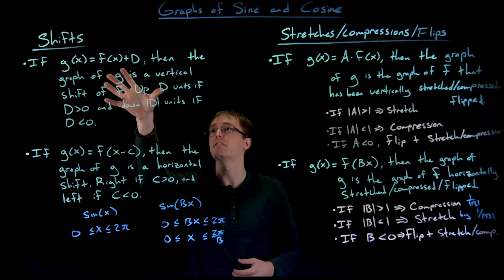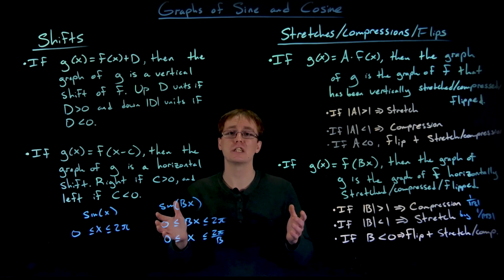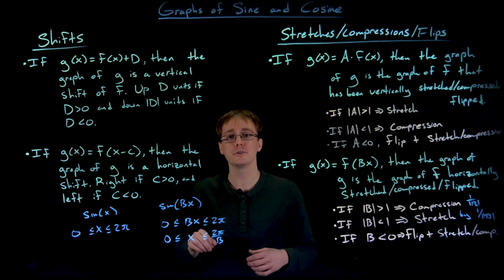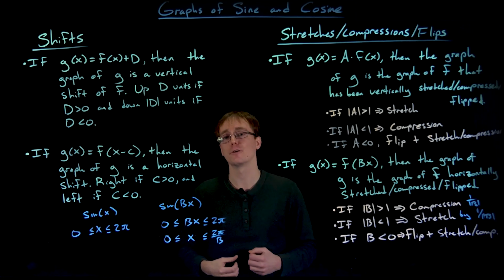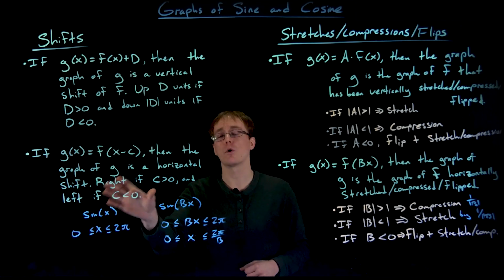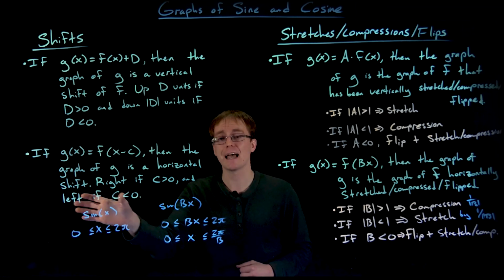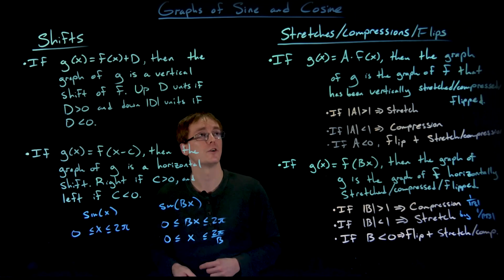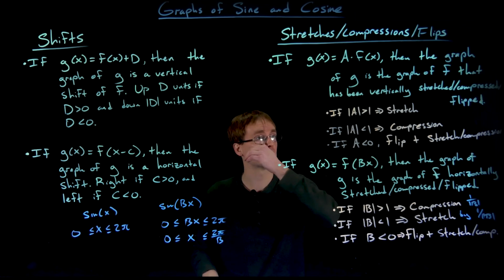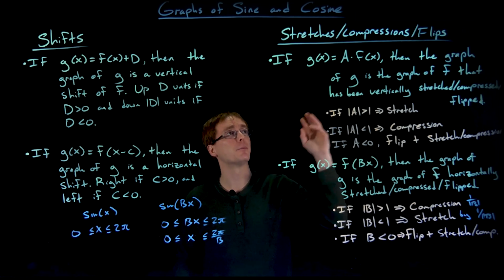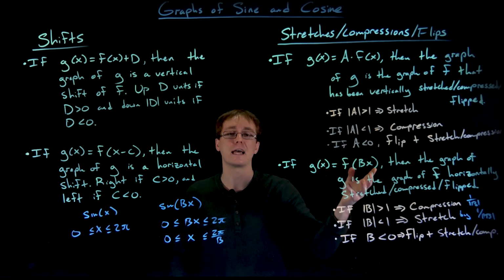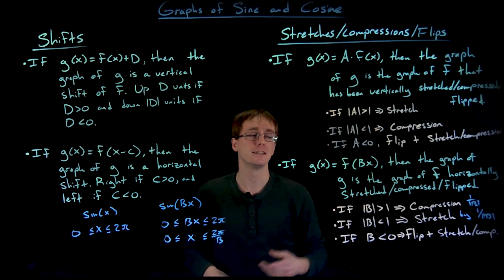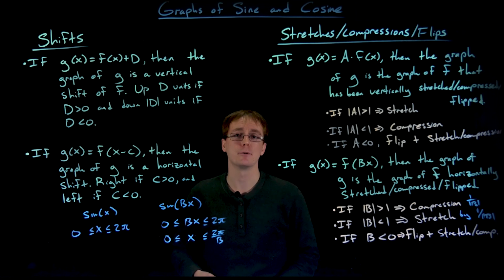So say we had a vertical shift, then we just look at those key points and change the y values depending on exactly what our vertical shift was. If we had a horizontal shift, we have to change the x values by adding or subtracting to them depending on our horizontal shift. And if we had stretches, compressions, or flips, we'd have to multiply those y or those x values by the correct number, depending on exactly what type of stretch, compression, or flip is occurring.